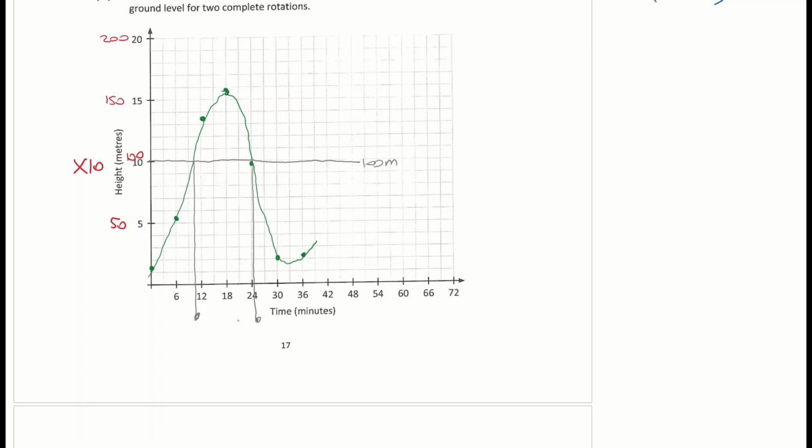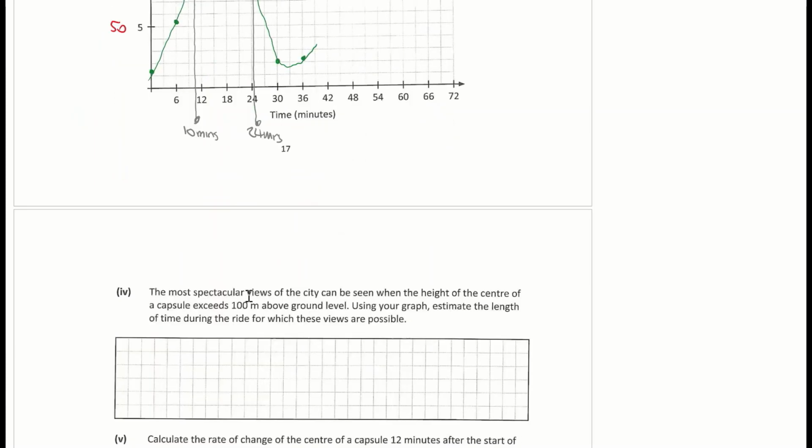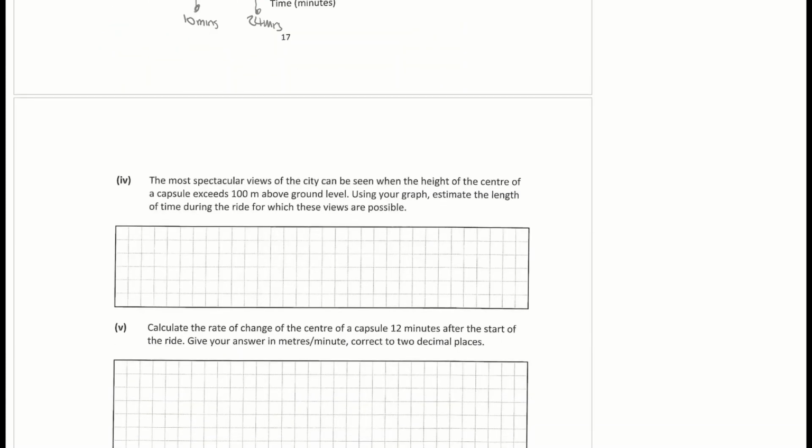So I have 24 minutes, and I have just before 12, it's going up in threes. So what's that looking like? Maybe about 10 minutes, give or take. So it's basically between 10 minutes and 24 minutes into the ride. So I'm going to go from 24 minutes, subtract 10 minutes. So it will be above 100 meters for approximately 14 minutes.